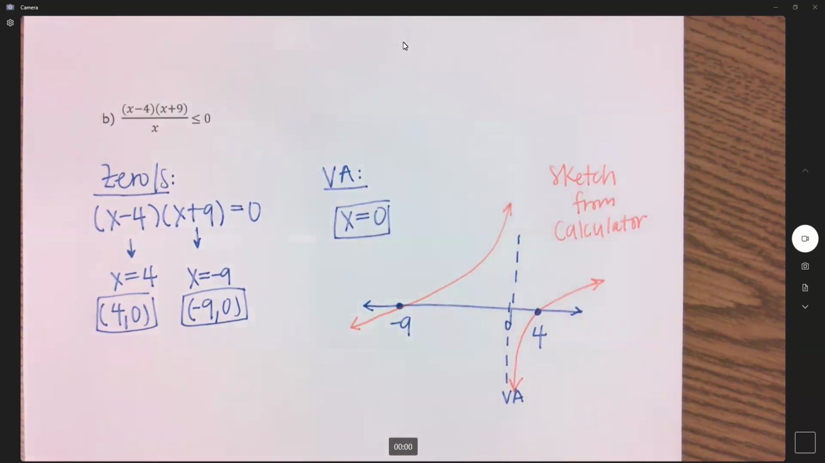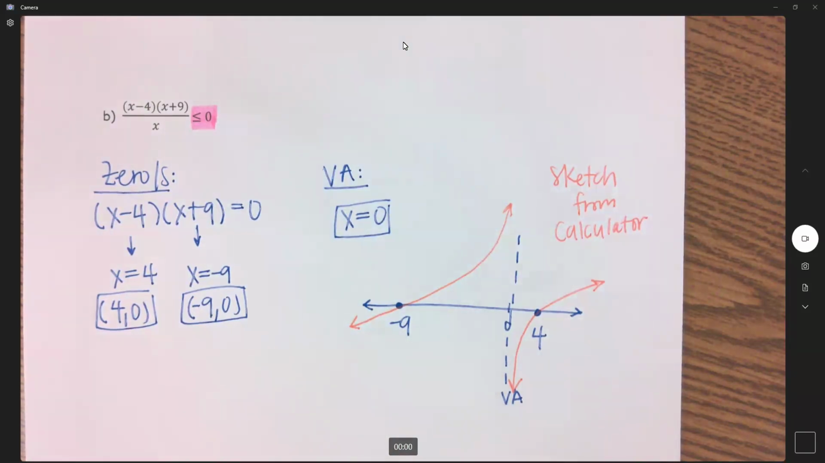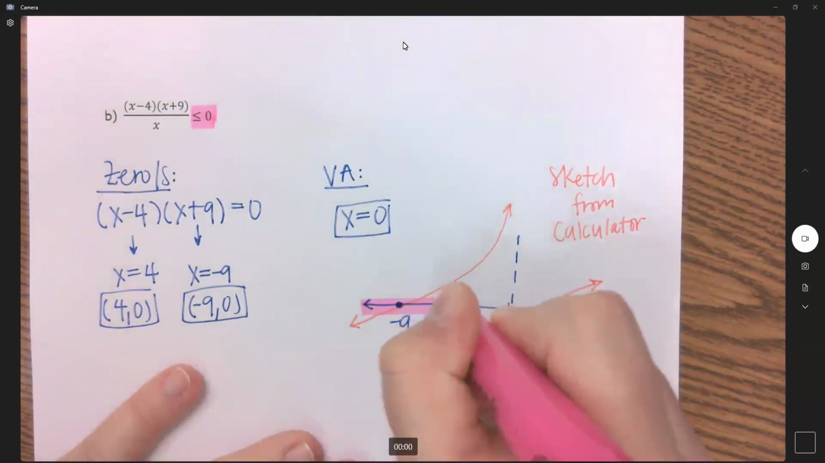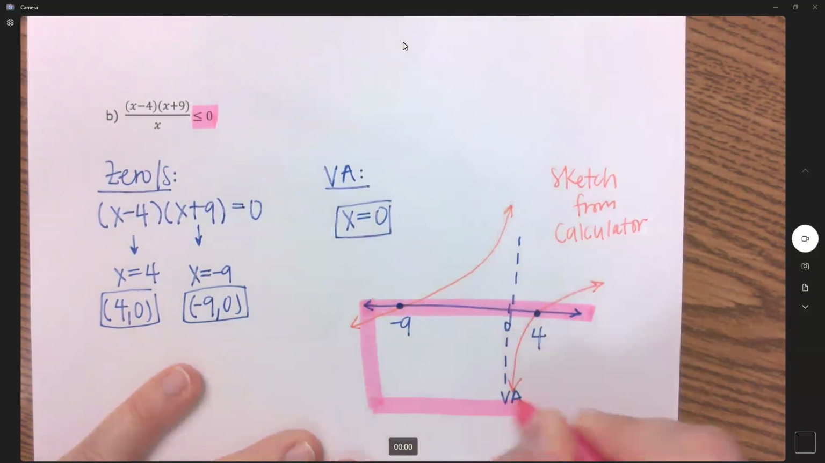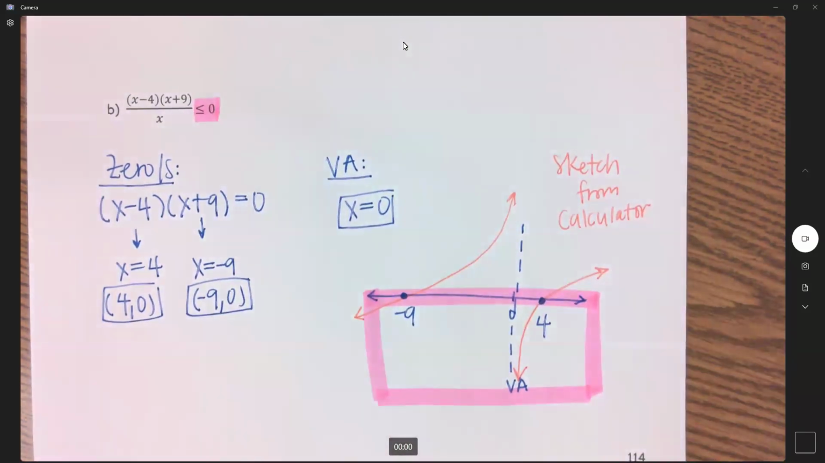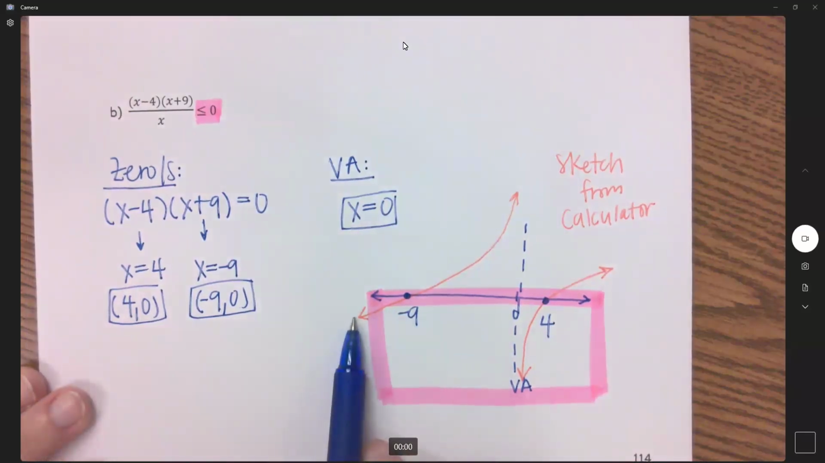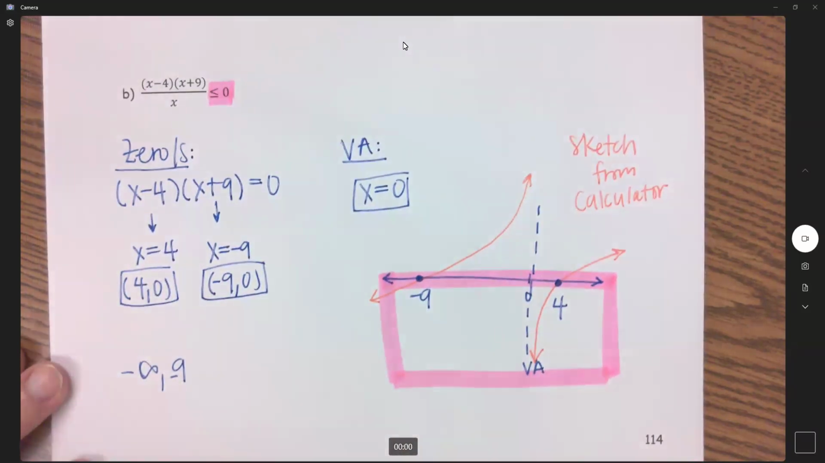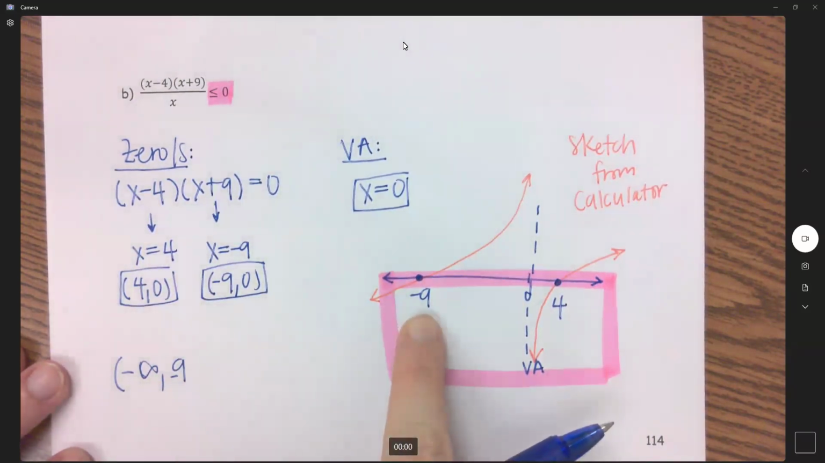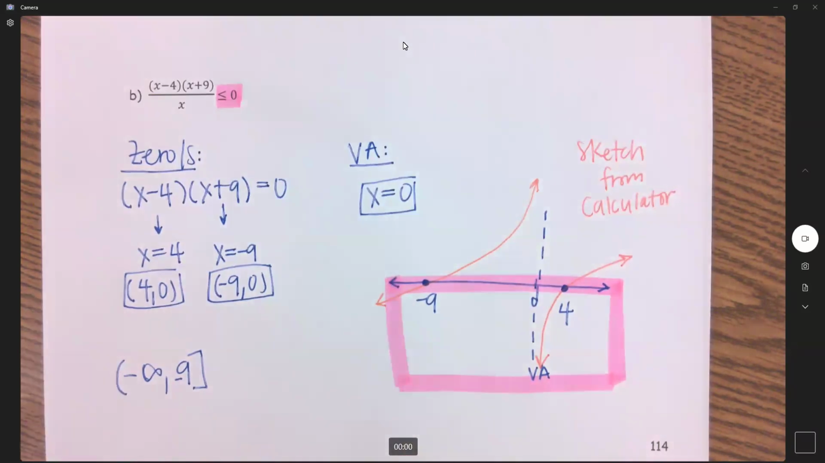So answering the question again, we need to know when this one is less than or equal to 0. So we are including this x-axis and everything below it. So this portion is below, so we're going from -infinity to -9. Infinities are always parentheses, because this -9 is an x-intercept, is a zero, and it's or equal to, that's a bracket.